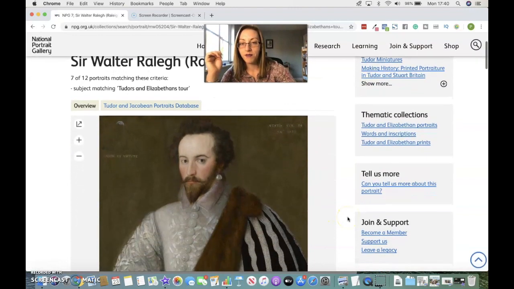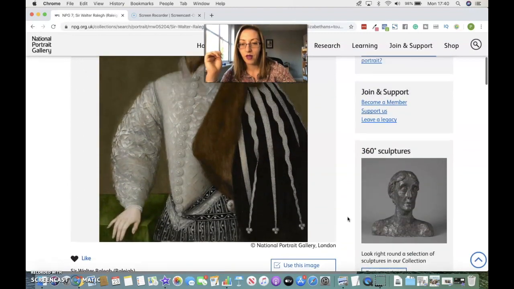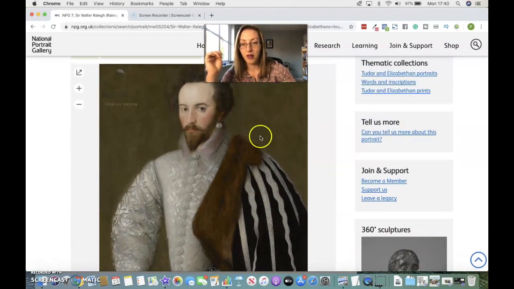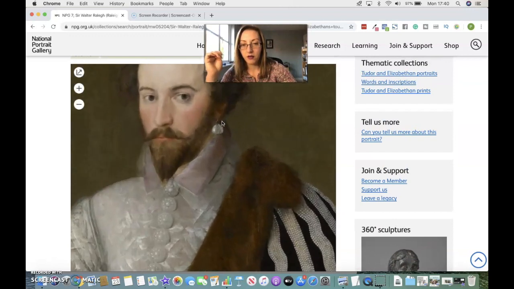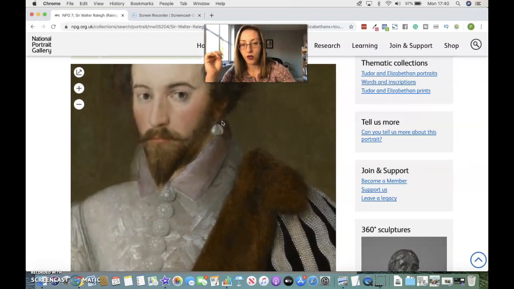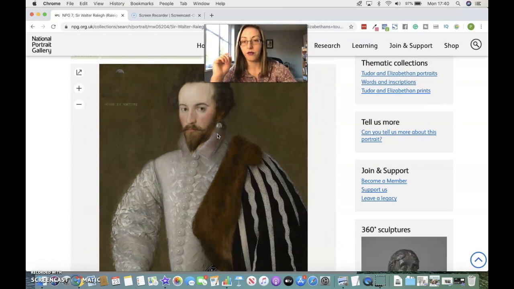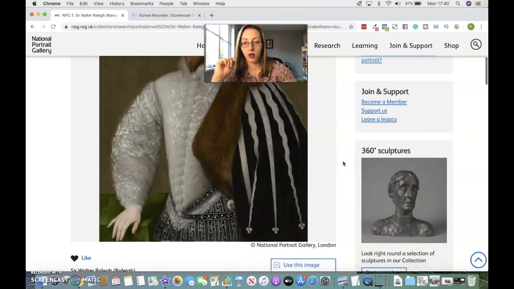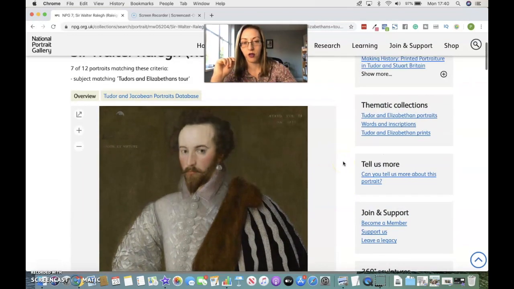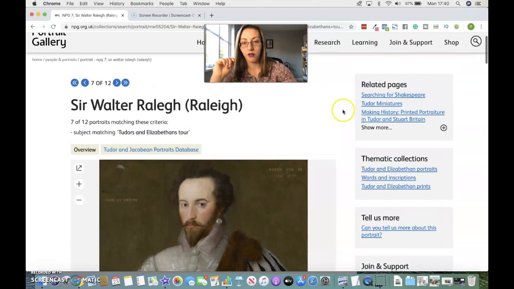Sir Walter Raleigh. Rather dapper. Look, we have this fashion for earrings, and he's actually got two pearl earrings. Quite flamboyant. He's got fur on. He was doing rather well for himself at the court of Elizabeth I.